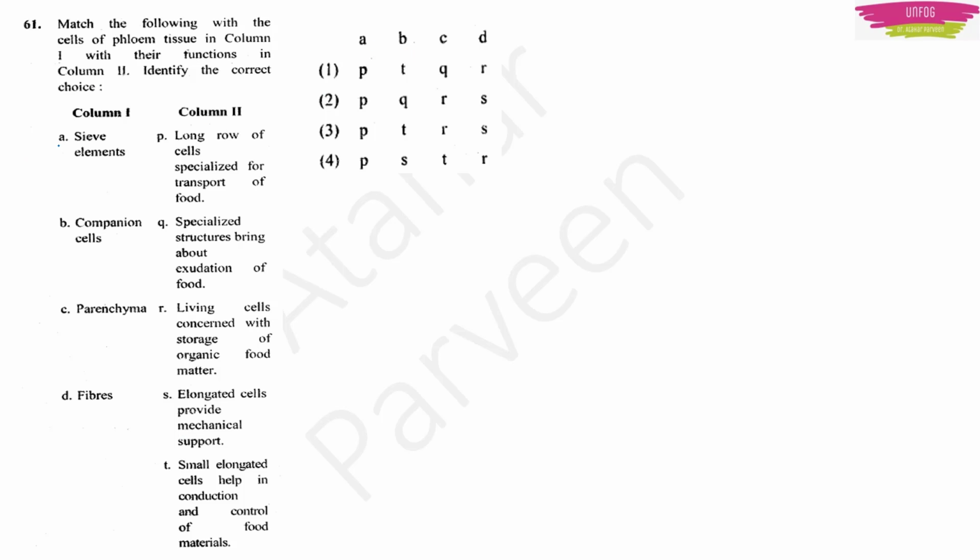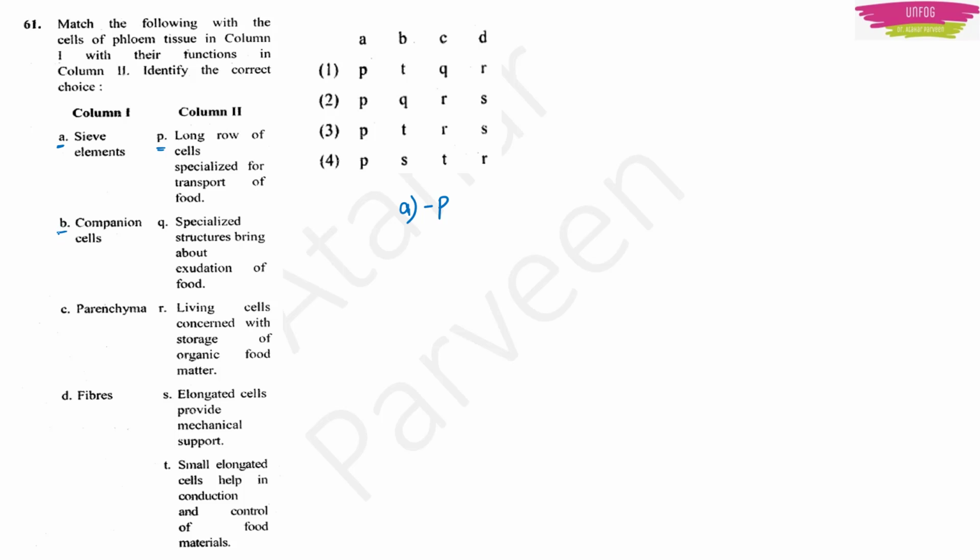In column 1, the first one, A, is the sieve elements. So what are sieve elements? Sieve elements are elongated living cells of phloem which help in food transport from the leaves to the entire plant. The correct function that matches our definition is option number P. So option P is the right answer for sieve elements.